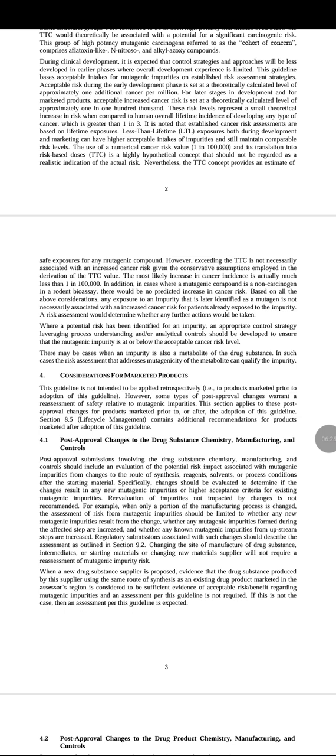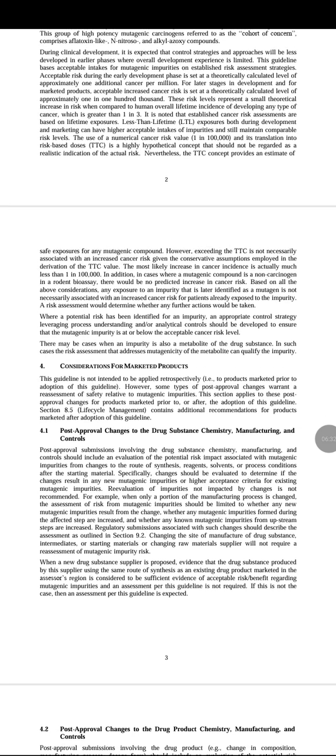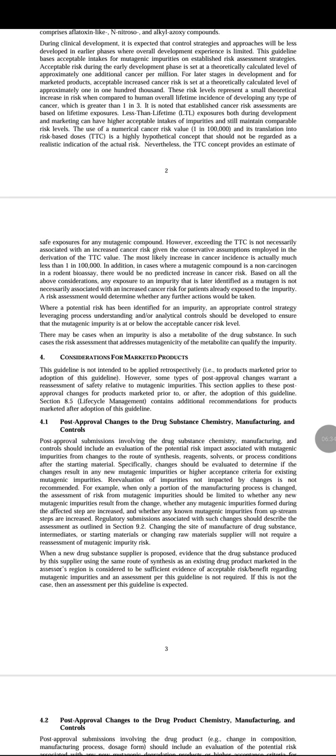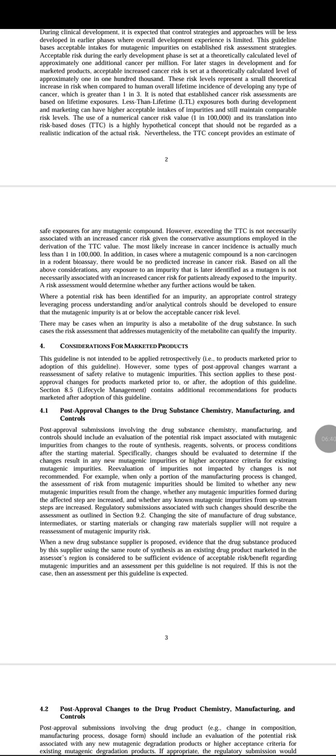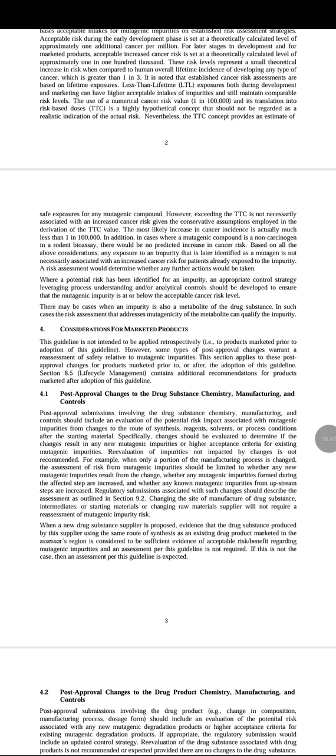Acceptable risk during the early development phase is set to a theoretically calculated level of approximately one additional cancer per million. For later stage development and for marketed products, the acceptable increased cancer risk is set at a theoretically calculated level of approximately 1 in 100,000. The risk levels represent a small theoretical increase in risk when compared to the human overall lifetime risk of developing any type of cancer, which is greater than 1 in 3.